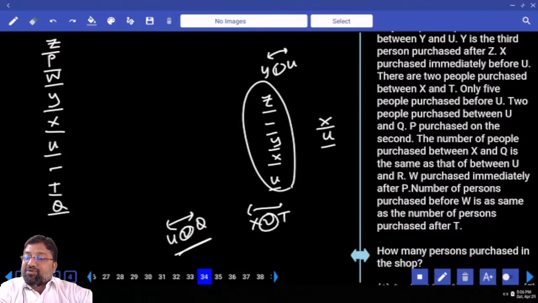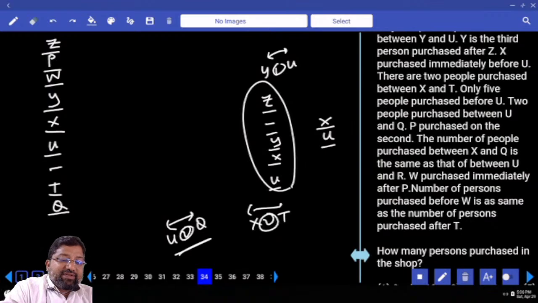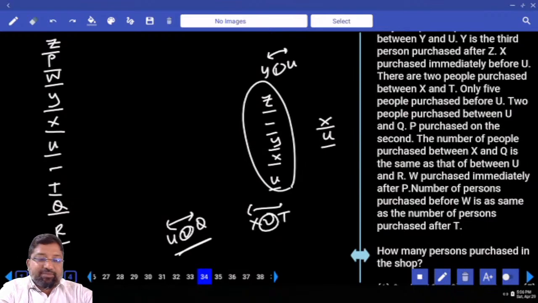What was the line before that? The number of persons purchased between X and Q is the same as between U and R. How many between X and Q? 3. How many between U and R? 3. Is there any possibility for me to go above U? No. So this is it. 3 people between U and R. Does that fit? Tell me. Read the next one.